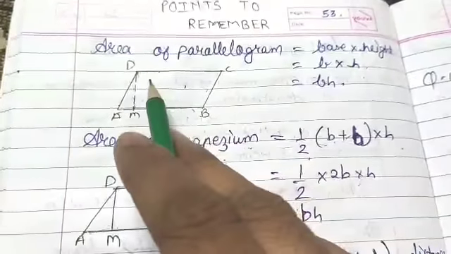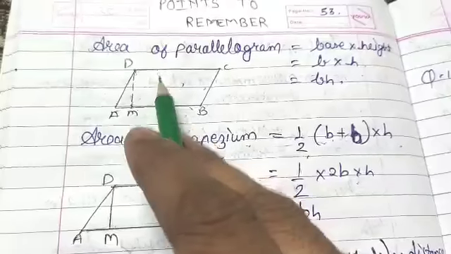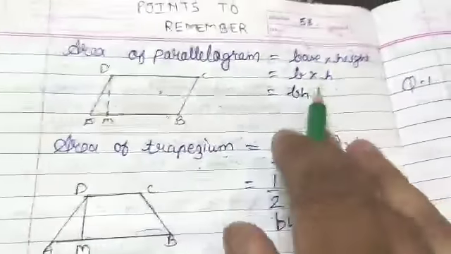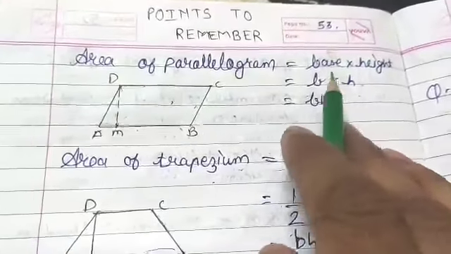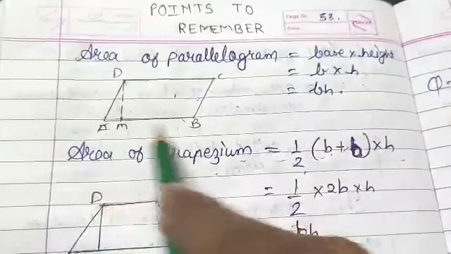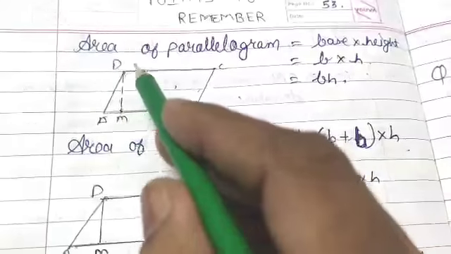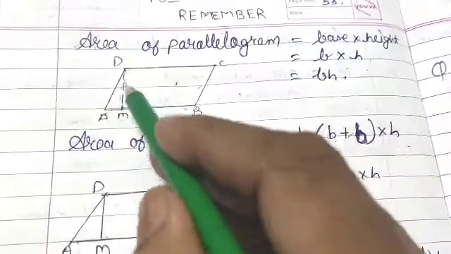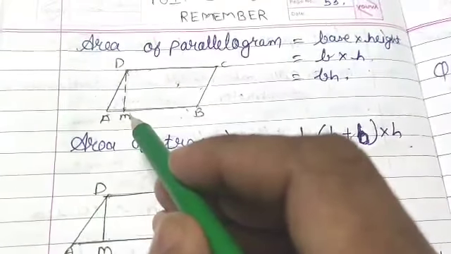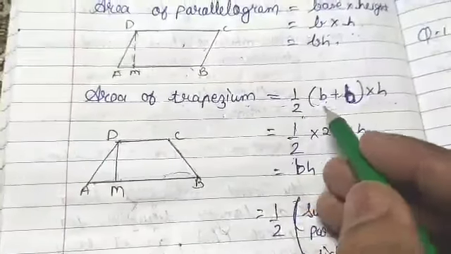Here is a parallelogram, in which opposite sides are parallel. The formula for the area of a parallelogram is base into height. Base means this is the base, and the height is the distance between the parallel sides, or in other words it is known as altitude. Area is base into height. Now the area of a trapezium is half into base plus base into height.